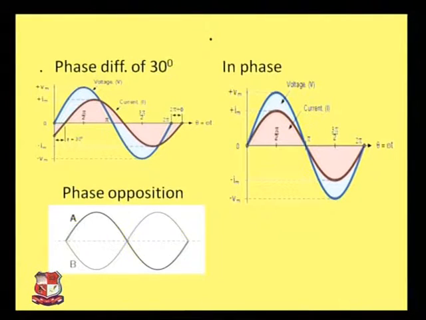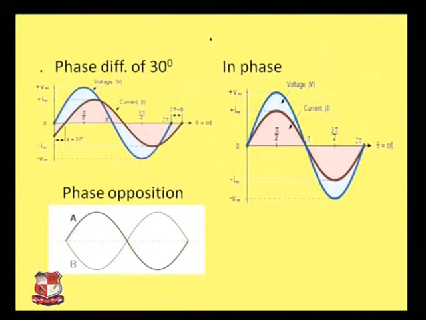We see the slide. Phase difference of 30 degrees. The second picture is in phase, and the third figure shows phase opposition. Here in the first figure, voltage and current, alternating voltage and alternating current waveforms, have a phase difference of 30 degrees.